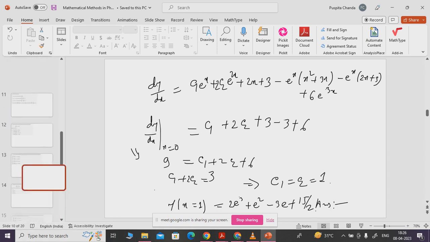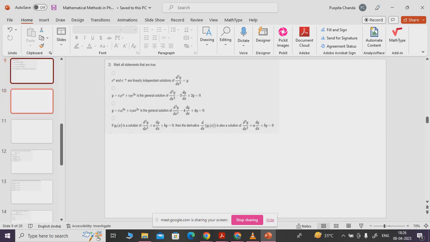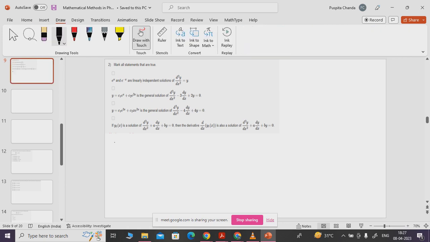So let's move to the next question. Mark all statements that are true. The first statement: e to the power x and e to the power minus x are linearly independent solutions of d square y by dx square.